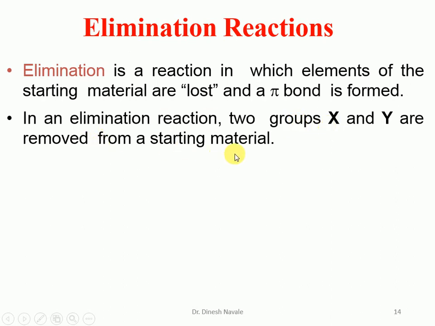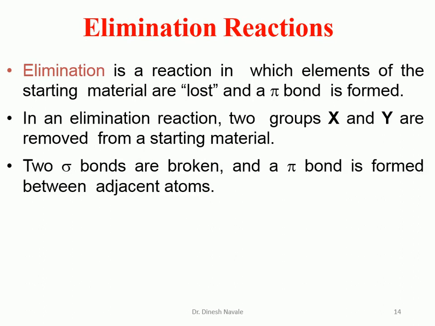That means in elimination reaction always two groups are going to be removed or eliminated from a starting material, from either the same carbon atom or from the adjacent carbon atom. Two sigma bonds are going to be broken and one pi bond is going to be formed between the adjacent carbon atoms, which is called the elimination reaction.